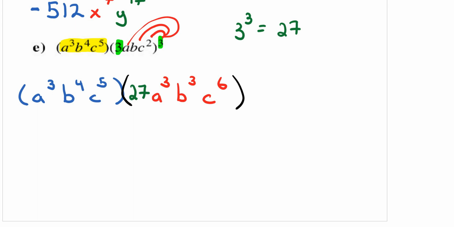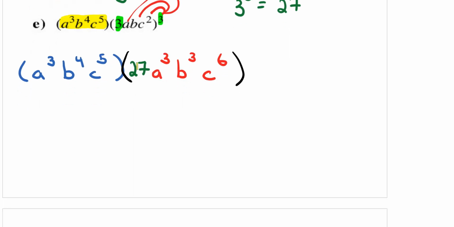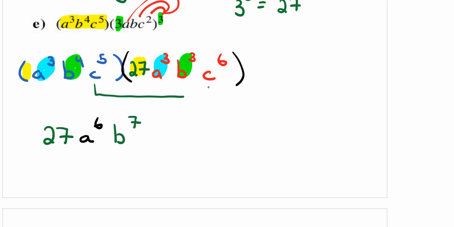And then we're going to multiply this out here. My number here is 27, and there's an invisible 1 there, so 27 times 1 is going to be 27. And then a cubed times a to the 3 is 3 plus 3, which is a to the 6. And then b to the 4 and b to the 3 is going to be 4 plus 3, which is b to the 7. And finally, 5 plus 6 is going to be 11, so c to the power 11.